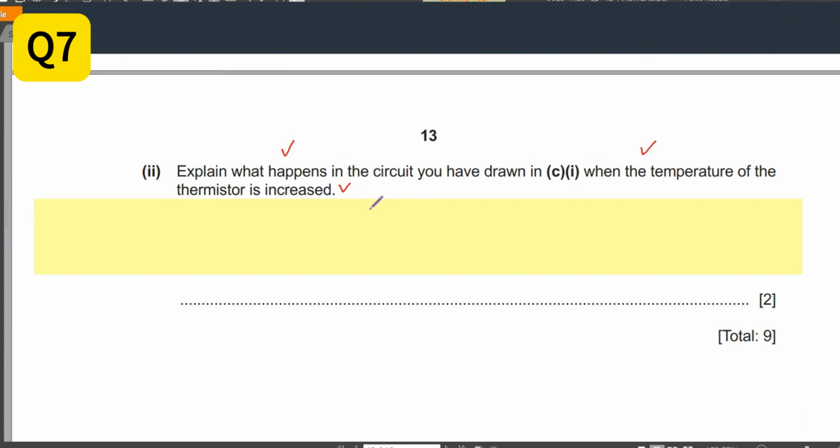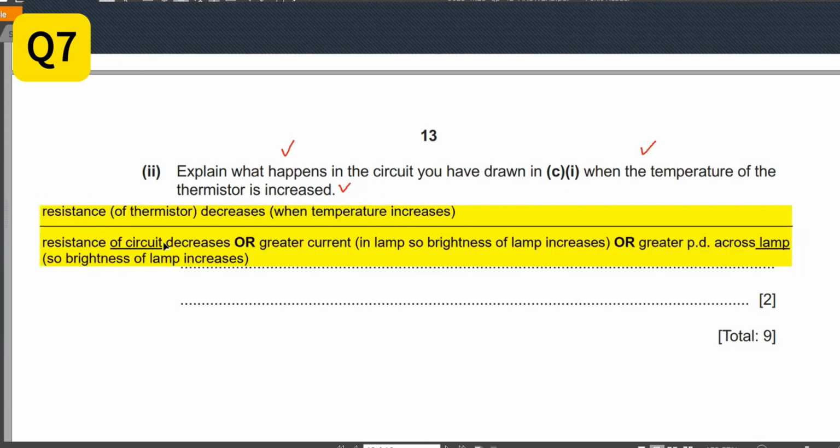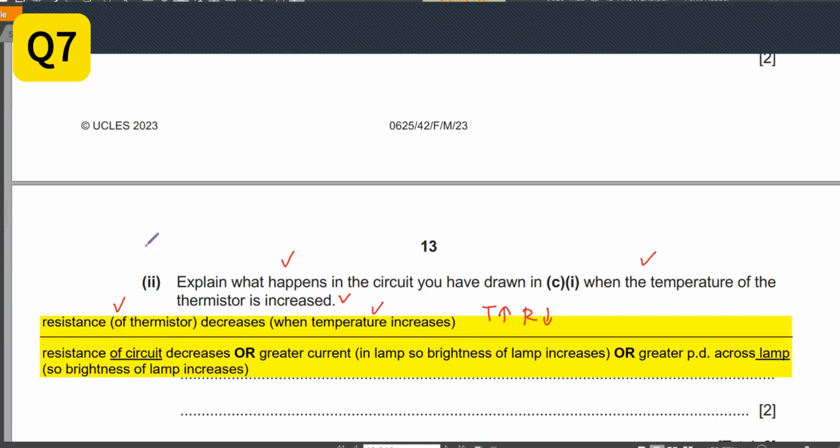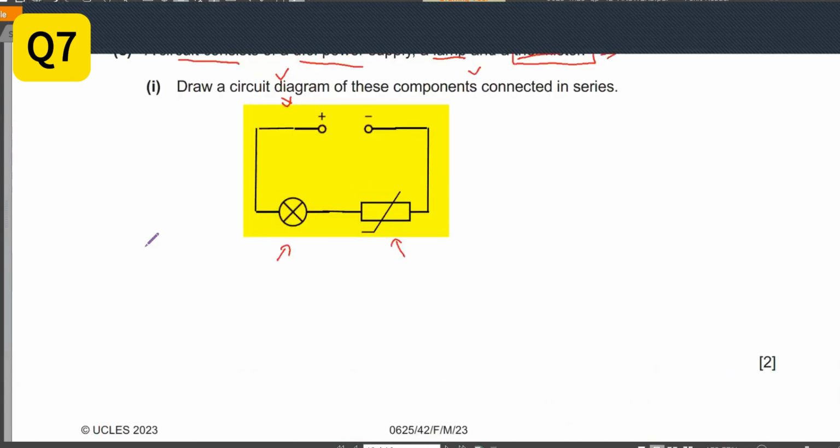What happens in the circuit when the temperature of the thermistor is increased? This one we need to recall from the notes. In general, the behavior of thermistor is like this. Resistance of thermistor will decrease when temperature increases. So when temperature increases, the resistance will decrease. This is the general behavior. This is our circuit here.